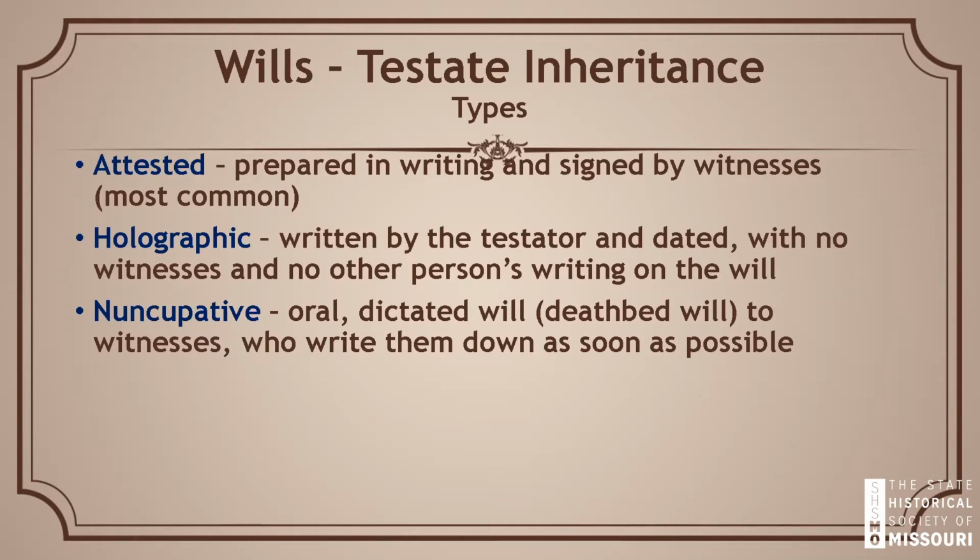So an attested will is prepared in writing and signed by witnesses. That's the most common. Usually the deceased knew they were not going to survive long, or perhaps they were just planning for the future and making sure all loose ends were tied up in that eventuality. You'll see oftentimes years separating the will from the actual death of the person.